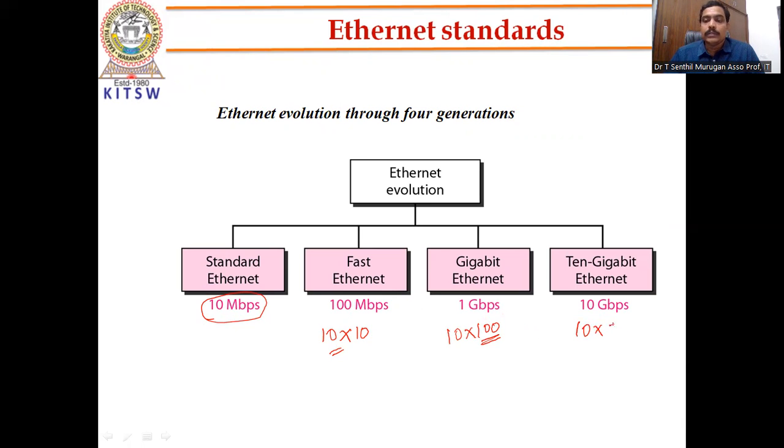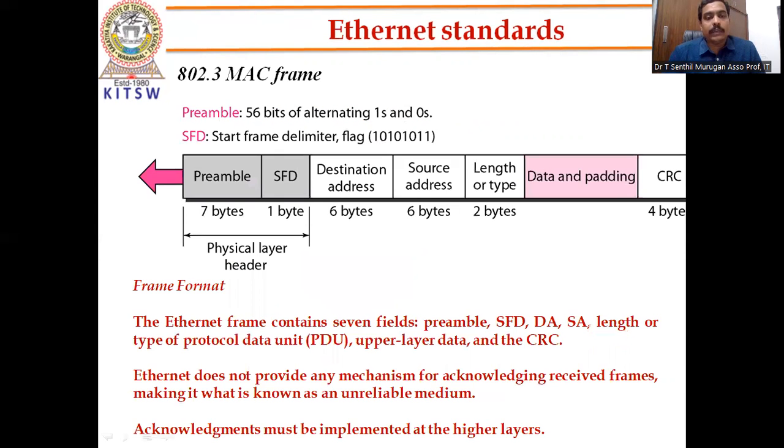And 10 gigabit Ethernet is 10 times faster than gigabit Ethernet. So according to the speed, we can classify how the evolution of Ethernet has happened. 802.3, I told already, means it's a wired local area network. So these standards will be considered wired networks.